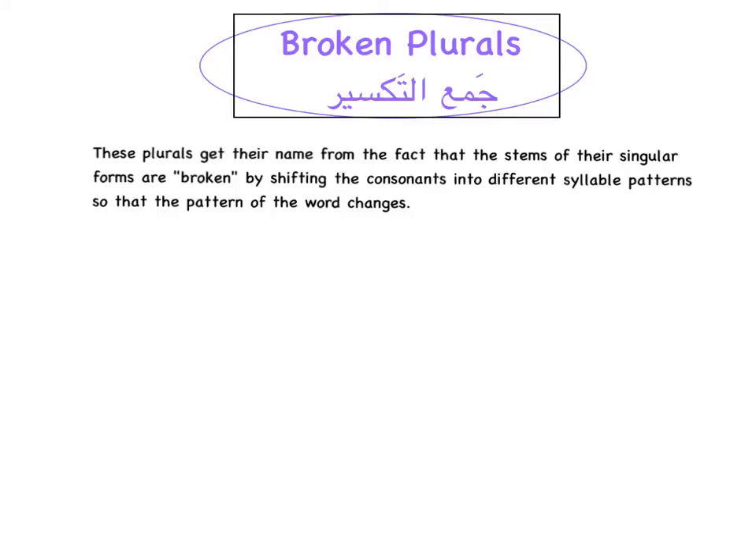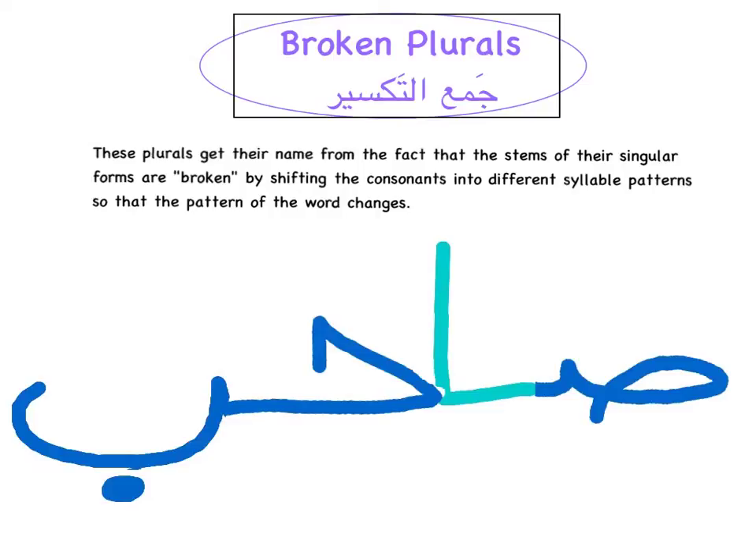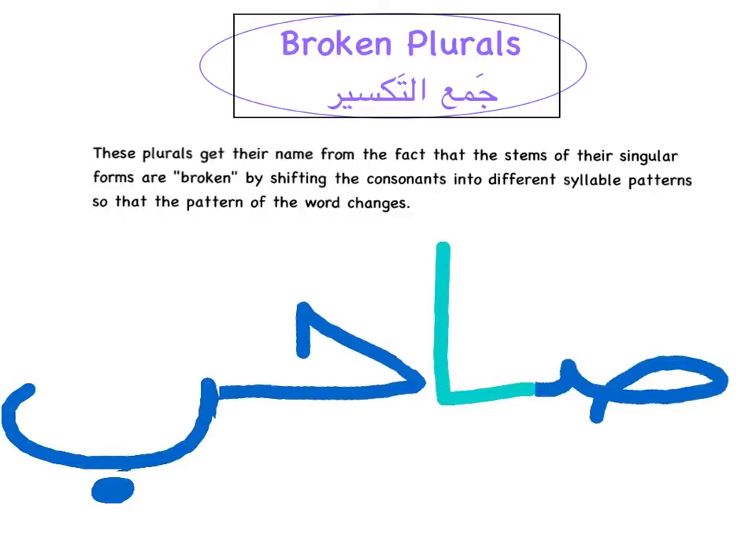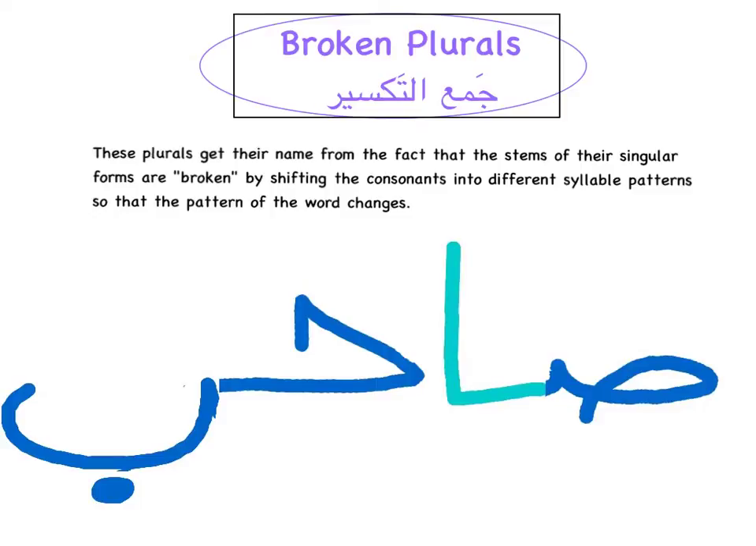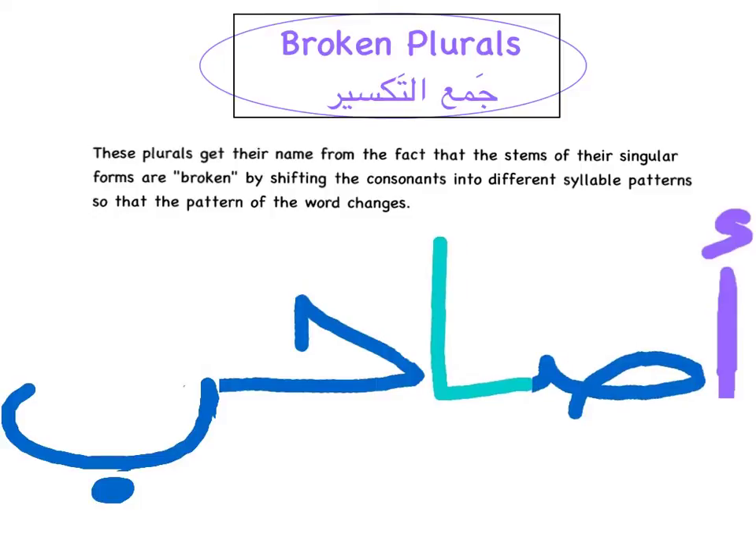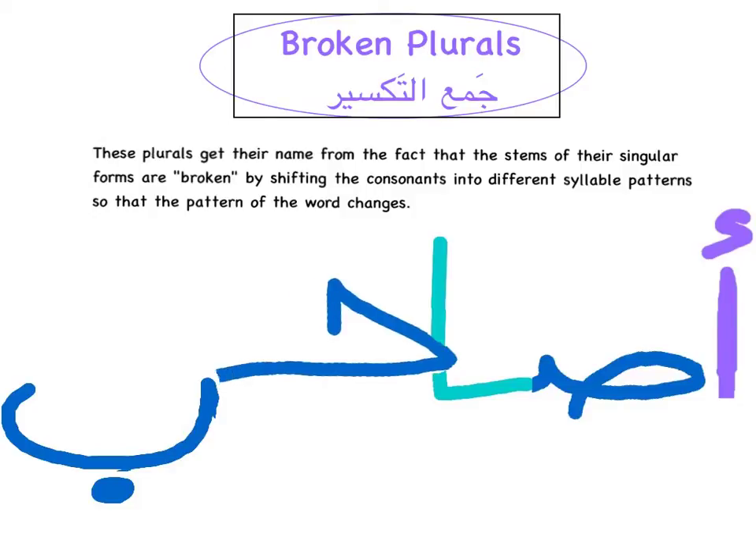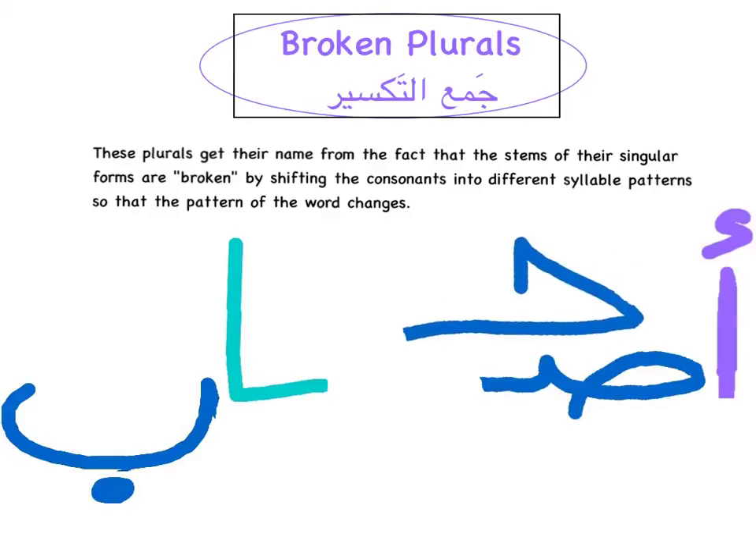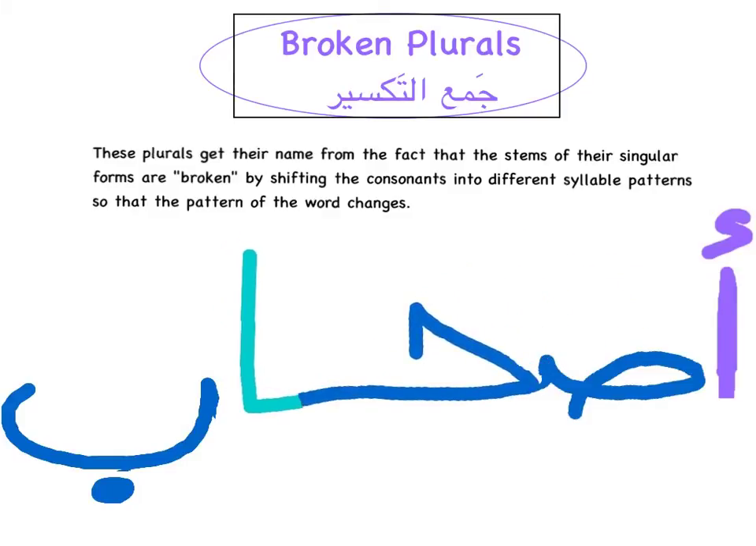So, for example, we have the word صاحب or صديق, friend. In the word صاحب, the root is in blue, صاد ح ب. To make it a plural, first we have to add an alif. And then we break the root like that. And the word becomes أصحاب. The plural of صاحب, أصحاب.